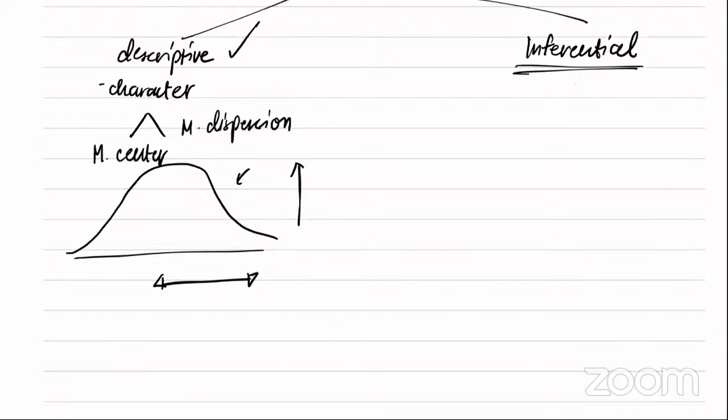Yun yung tinatawag nating moments ng statistics. So the first moment would be your mean, which is at the center, describes the center of your data. So this is your first. And then your second moment is your variance, which describes, well, the spread. So variance is your second. Your third describes its skew or its symmetry. So that would be your skewness.